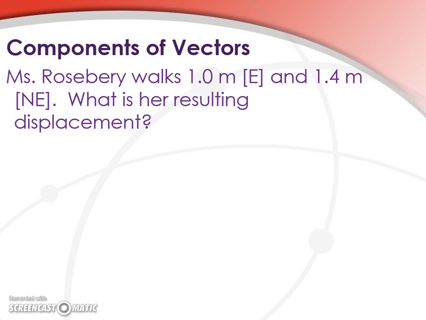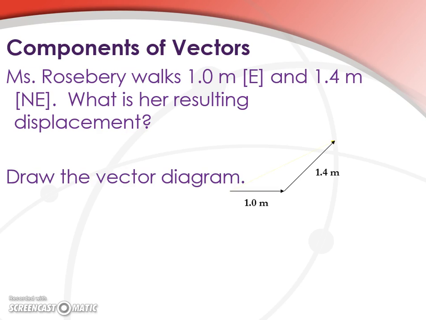Okay, so we can do the exact same thing with vectors that are not at 90 degrees to each other. So in this case, Ms. Roseberry walks 1.0 meters east and 1.4 meters northeast, and we want to get her resulting displacement. Now there are several ways to solve this problem, but we'll start in any case by drawing the vector diagram. So here's our vector diagram here.